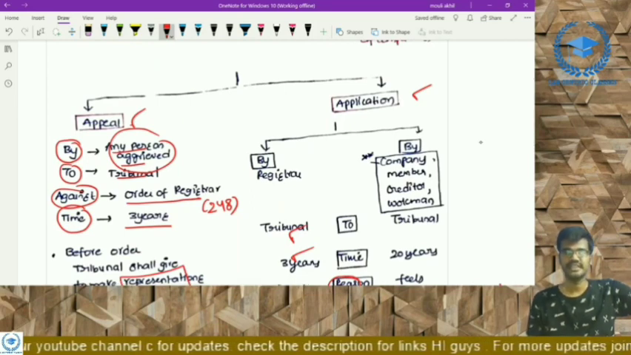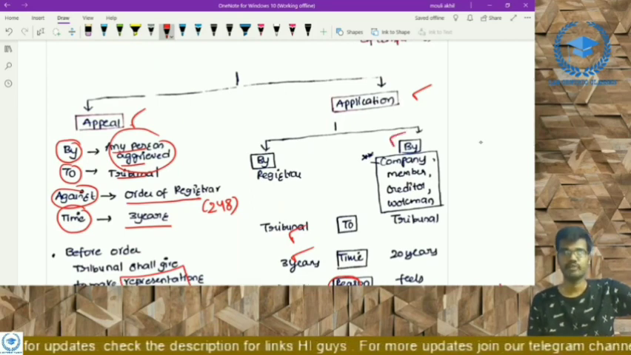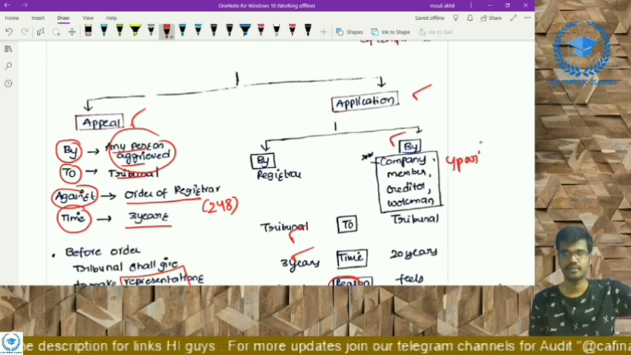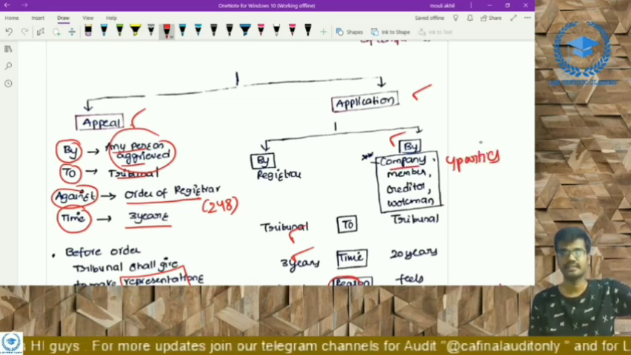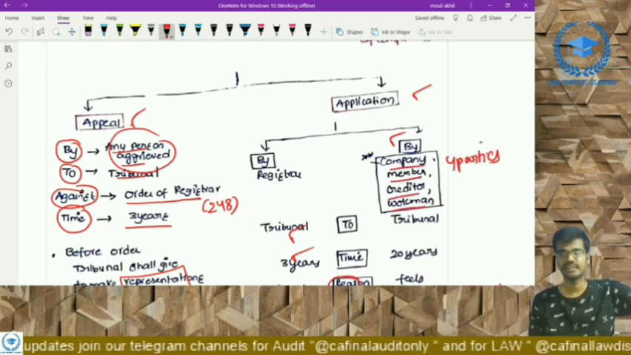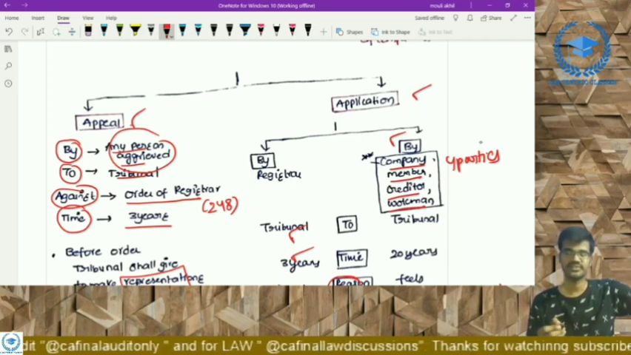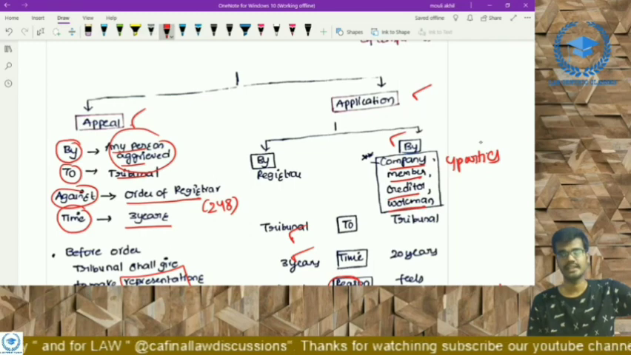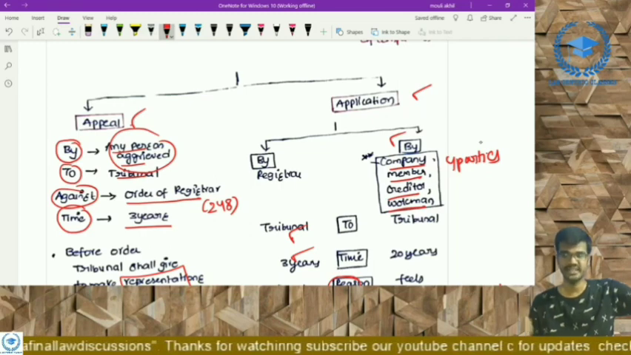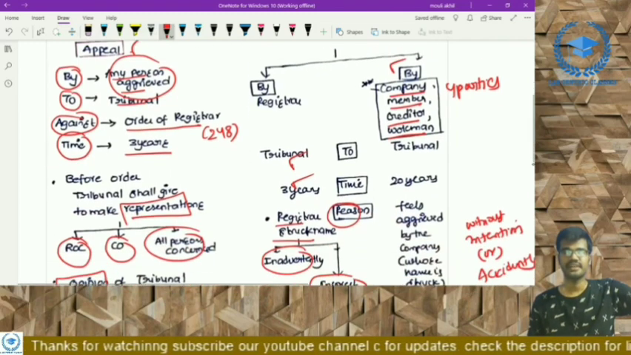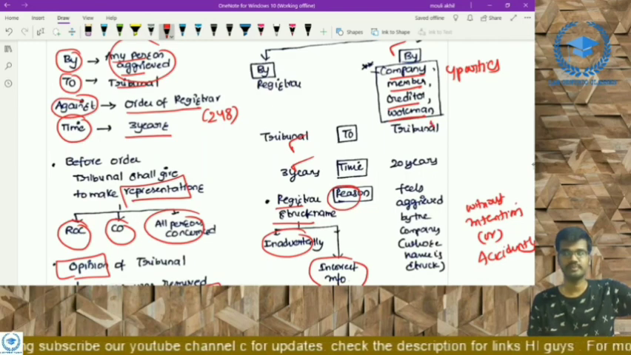And the second one is the 4 parties part, right? The 4 parties are the company, member, creditor, and workman. If it is the company, it means not the company whose name was struck off but any other company, right? We'll discuss that. These 4 parties shall make an application to whom? To the tribunal. What is the time period?